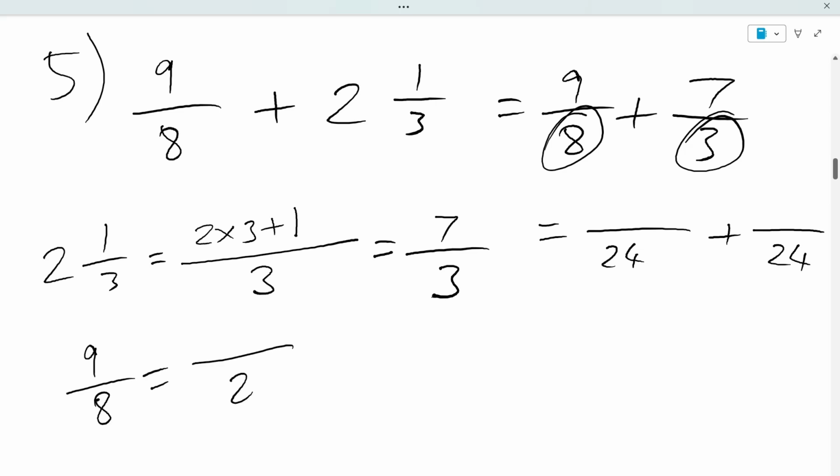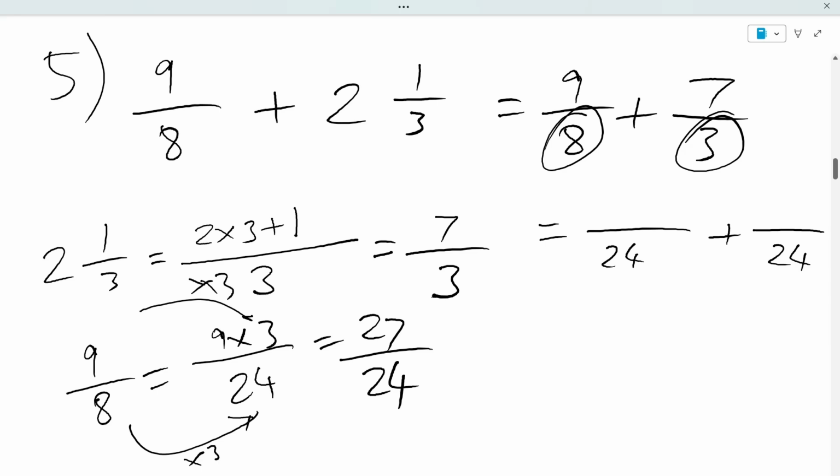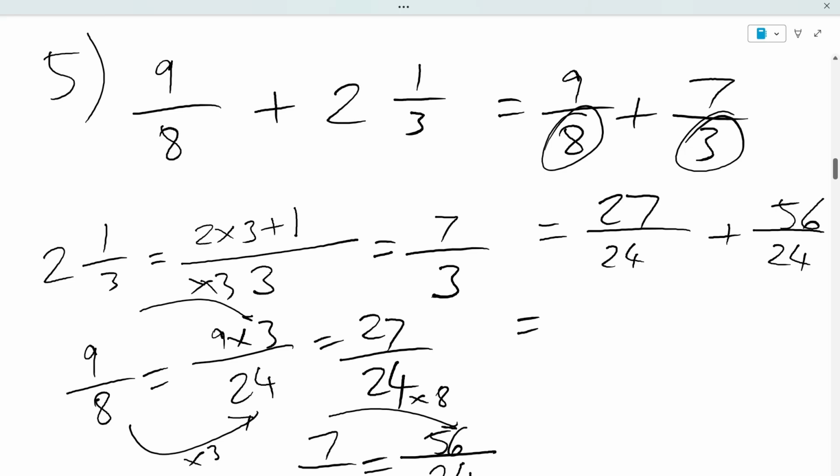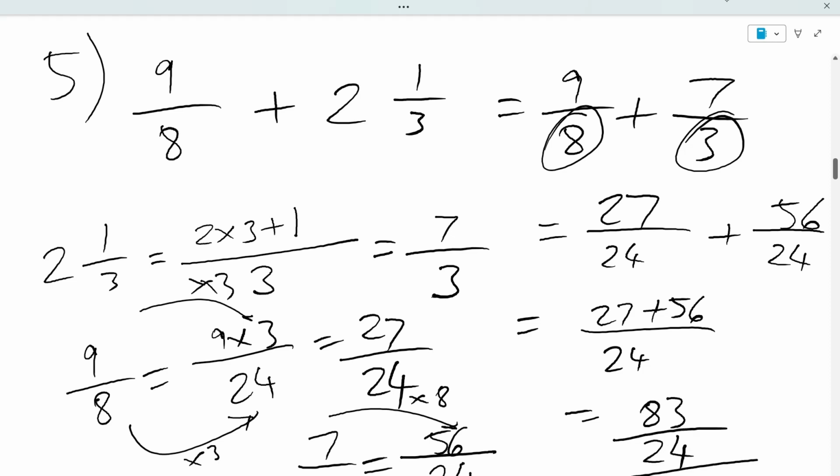9 eighths equals something over 24. Well, that's times 3. So this also is times 3. 9 times 3 up here is 27 over 24. And the 7 thirds, similarly, the same logic we've been using. This here is times by 8, and so here is times by 8, which is 56. So now we have 27 over 24 plus 56 over 24, and 56 plus 27 is 83. So 83 over 24 is our final answer. And that is as simple as adding fractions gets.